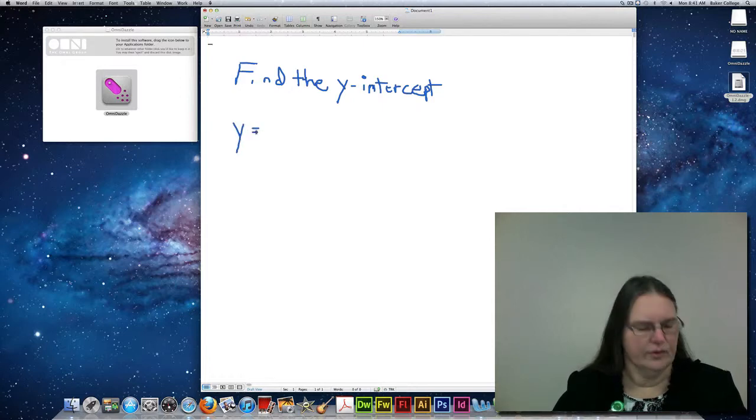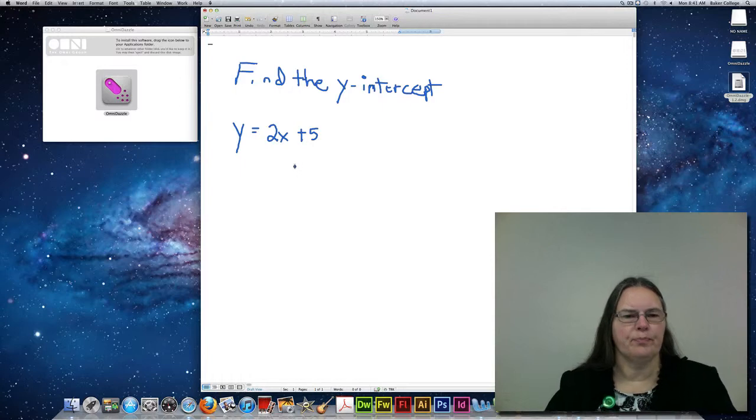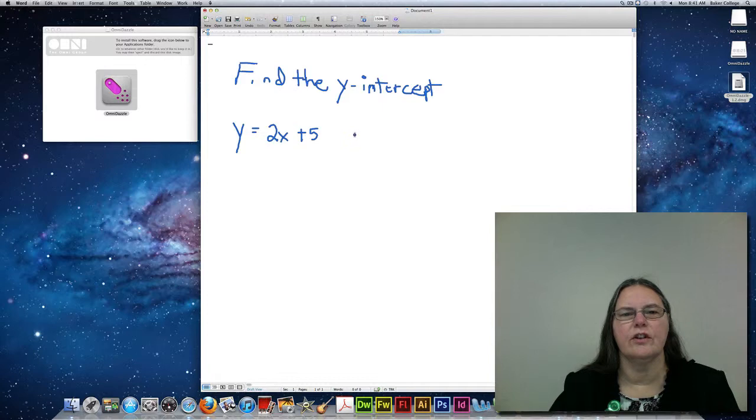Y equals 2x plus 5. All right, so I would encourage you to figure the intercept is always going to be a pairing where 0 is x, and then we can find y. So in this case, what we need to do is substitute in 0 for the x and solve the problem. And as you can see, y is going to equal 5.